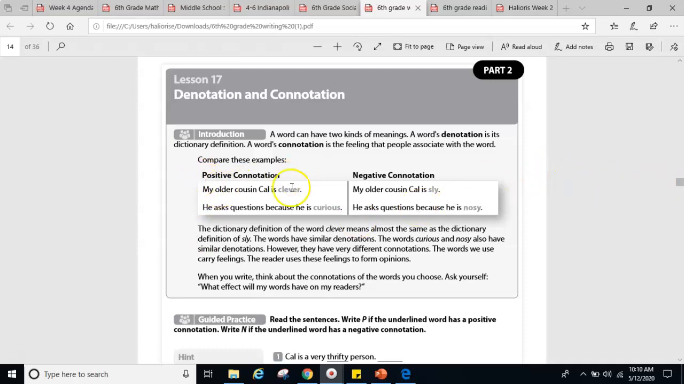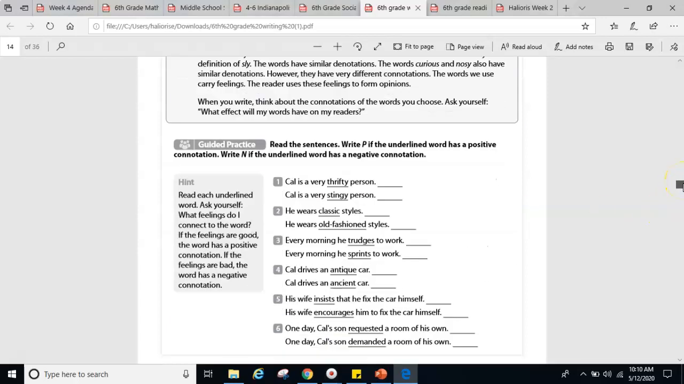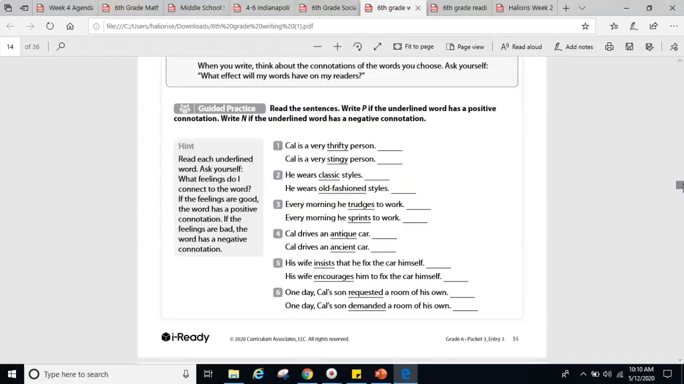So if I read this one, I would think that he is curious because he wants to know more about something, but if I think he's nosy, I think he just wants to get in everyone's business. That is my connotation of these two words. That's my opinion.